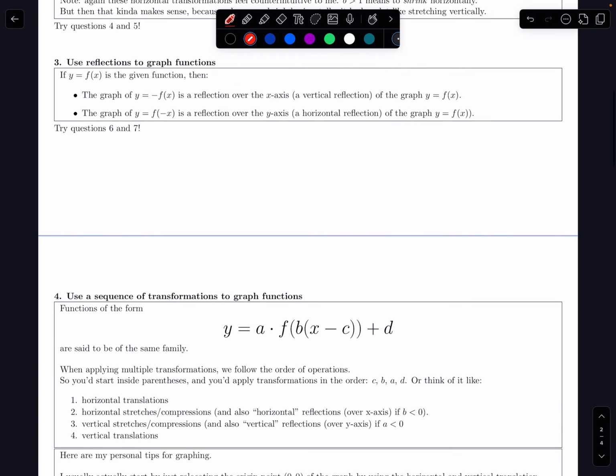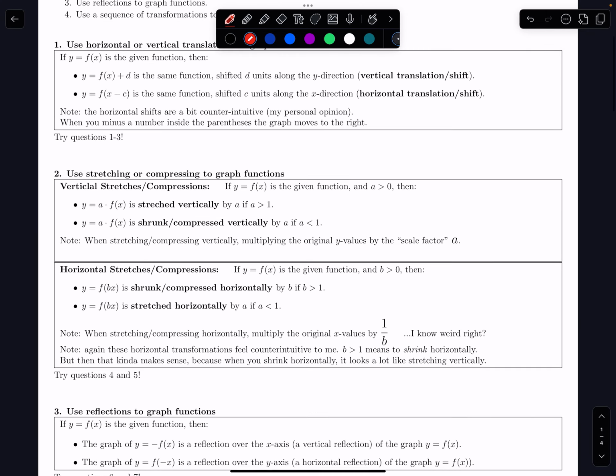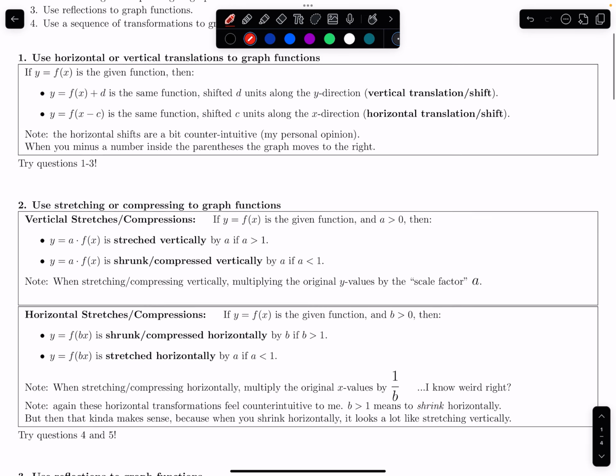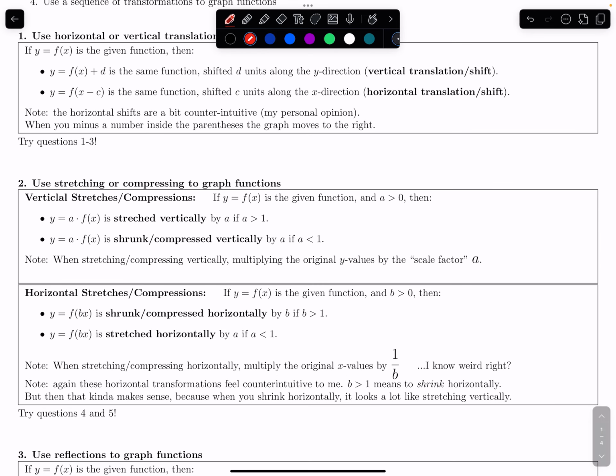Let's move on to the next type of transformation. So those are translations, also called shifts. Now we move on to vertical stretching and horizontal stretching. Stretching or compression. When you're making it smaller, we call it compressing or shrinking. Vertical stretching, compressions. Sorry. Again, we start with our original function y equals f of x.